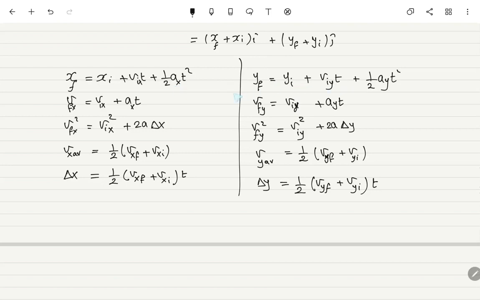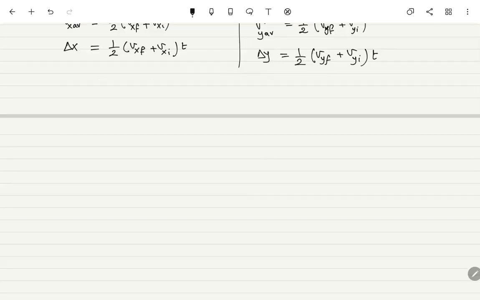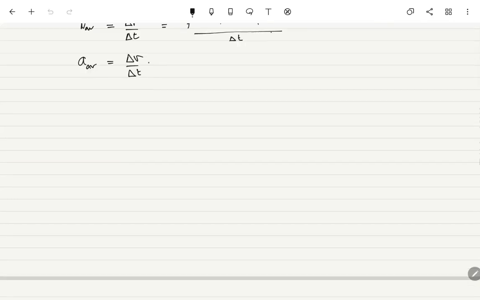Now the common factor between these two sets of equations is time. Time is the same for both x and y coordinates. Once we find the position vector r, we can identify the average velocity, which is equal to delta r over delta t. Let's have an example.